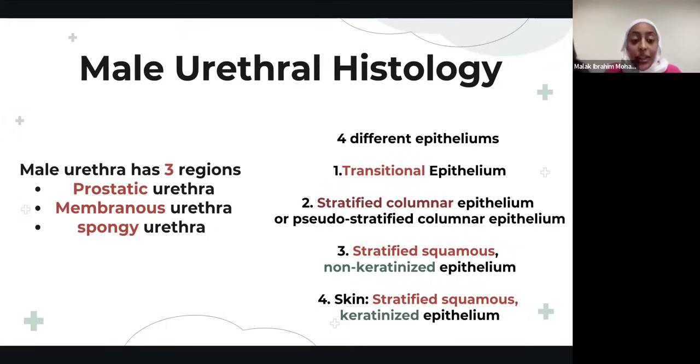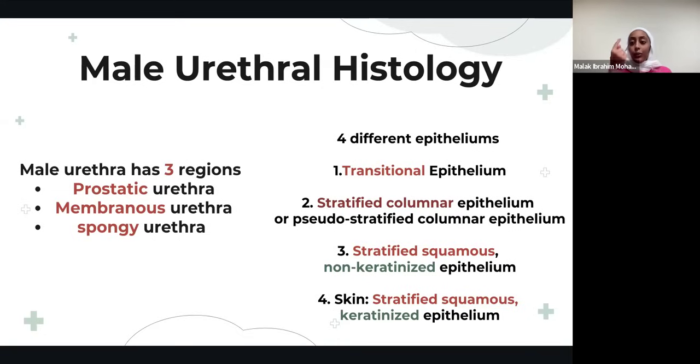Okay, so now for the male urethra, as Malak said, the male urethra has different parts. It's just not one long tube. It has the prostatic urethra, which is the part that's inside the prostate. It has the membranous urethra, which is the most delicate part because it's the narrowest part, and the spongy urethra. Yes, it's three regions.